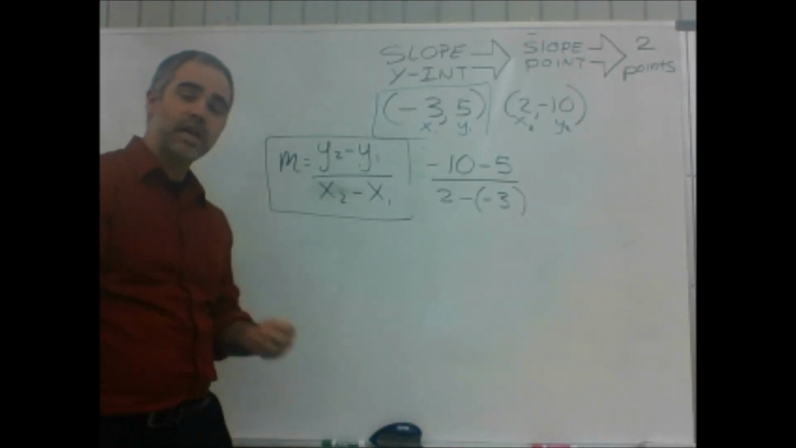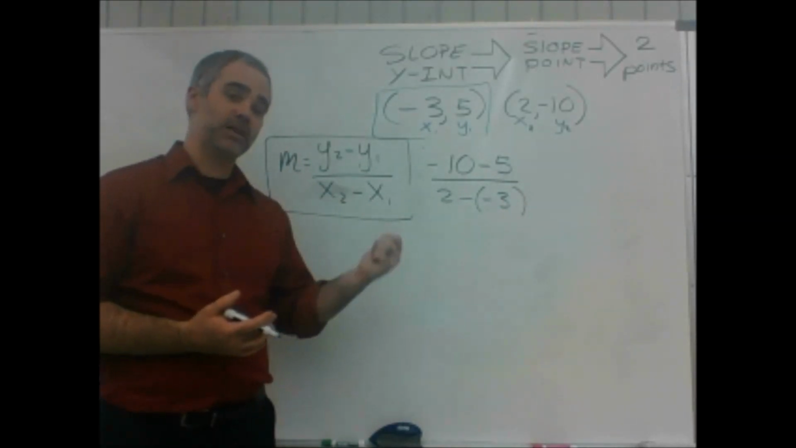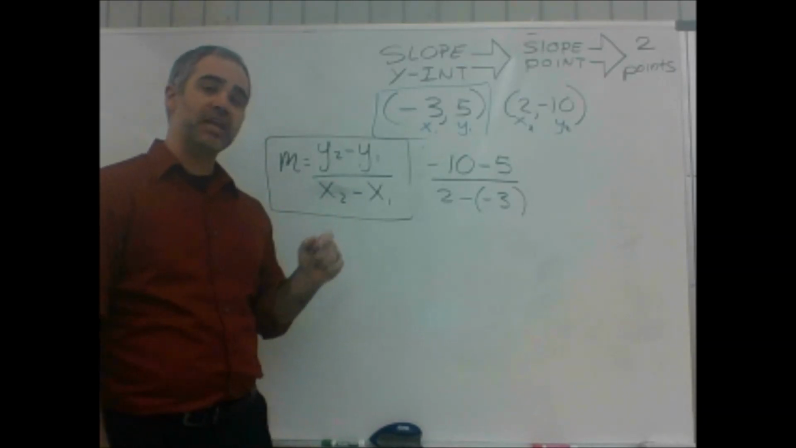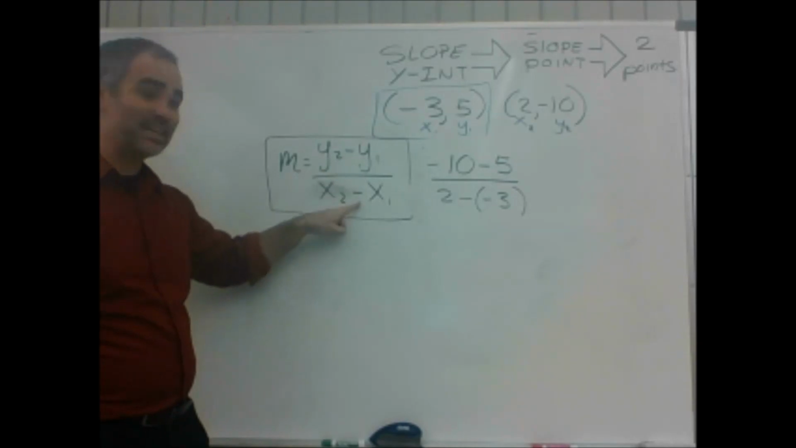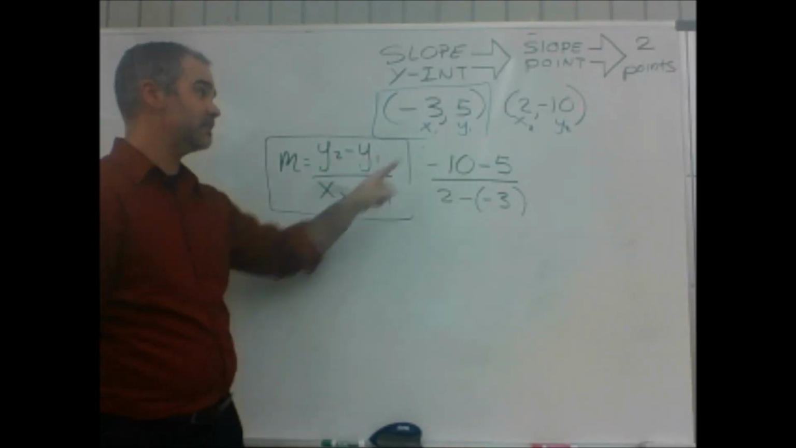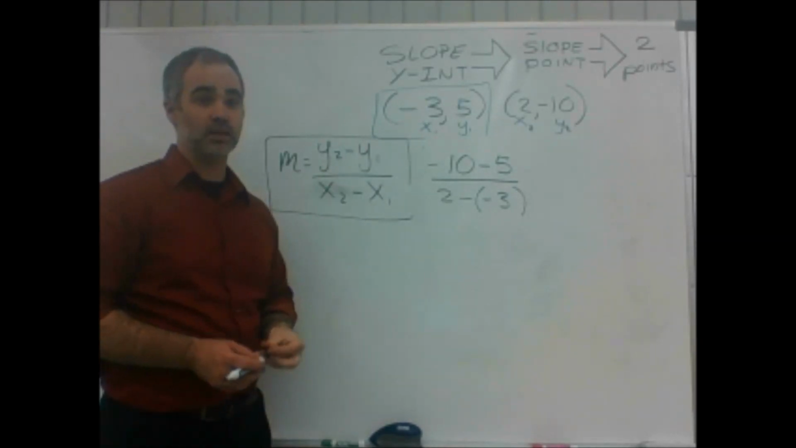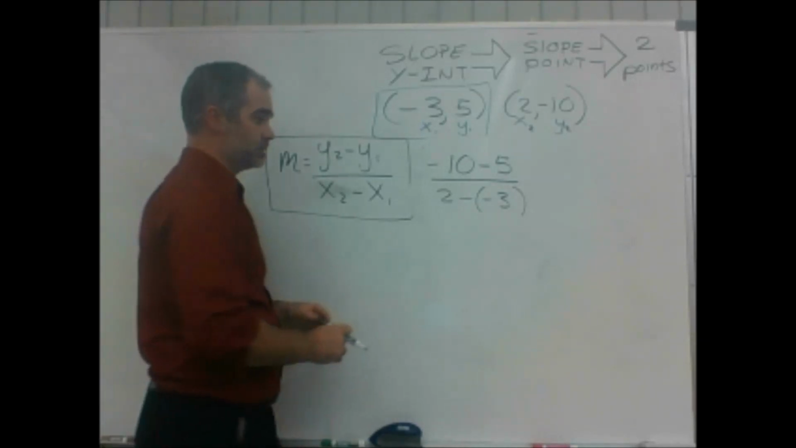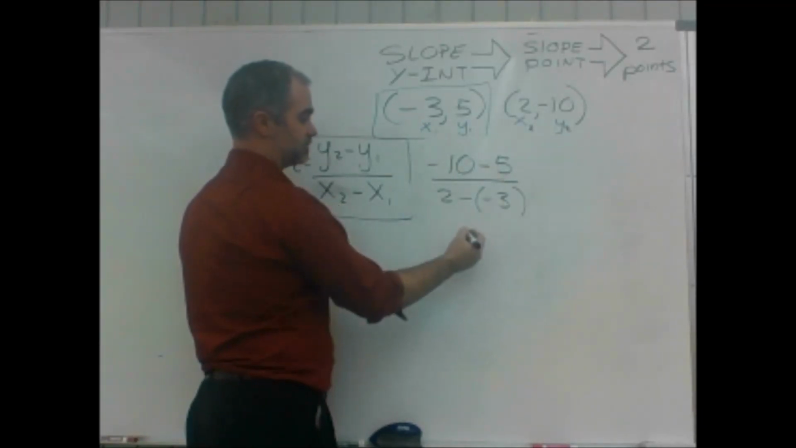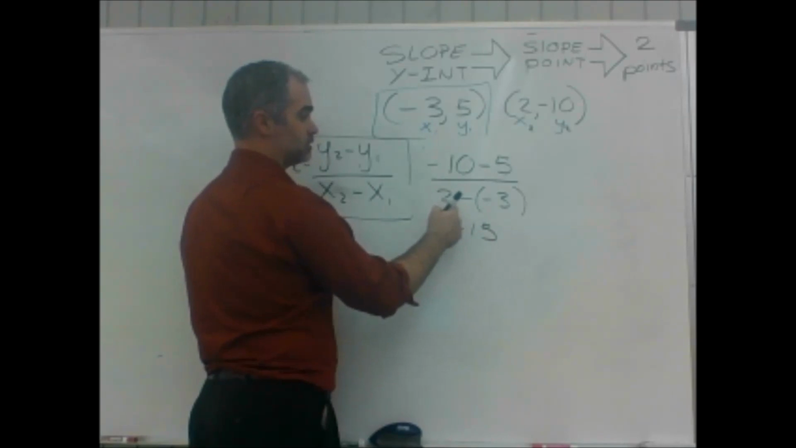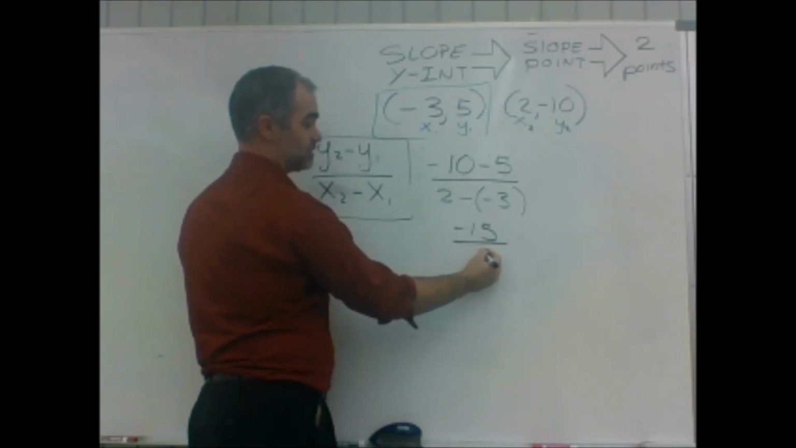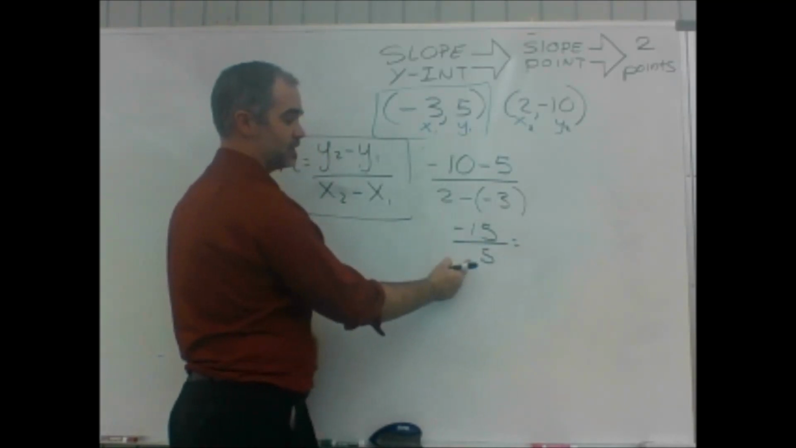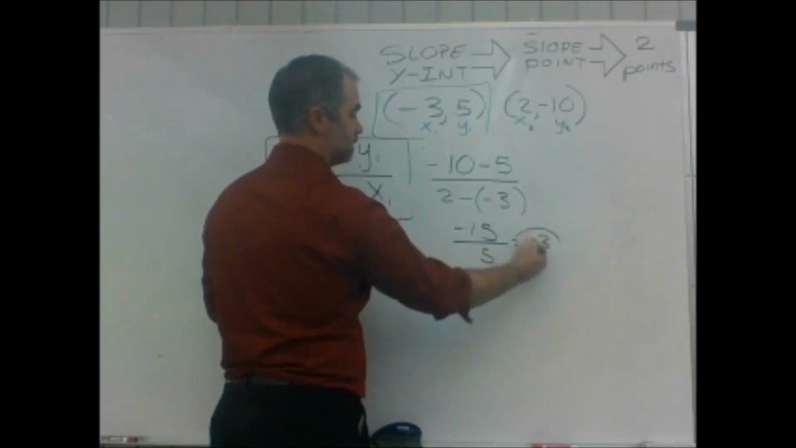And if you simplify this fraction, you'll have the same slope that we found by graphing. The issue that most students have with this is you're not careful about your negatives. The subtraction is in the equation, so that doesn't go away even if your number is negative. Be careful with that. So if we simplify this, negative 10 minus 5 is negative 15. 2 minus a negative 3, that's the same as 2 plus 3, which is positive 5. Negative 15 divided by positive 5 is negative 3.